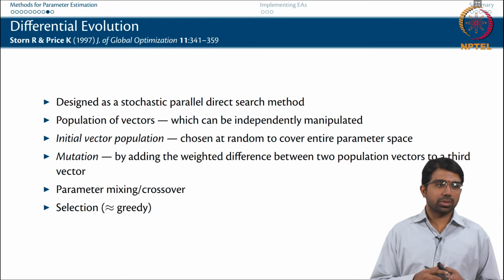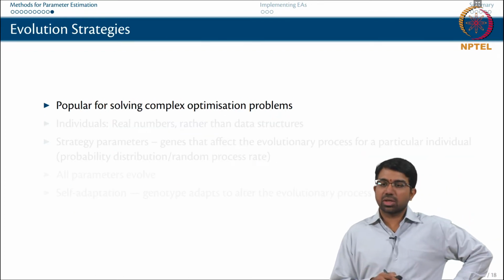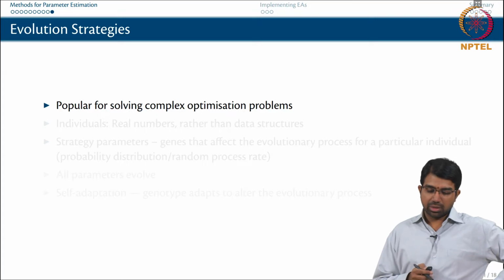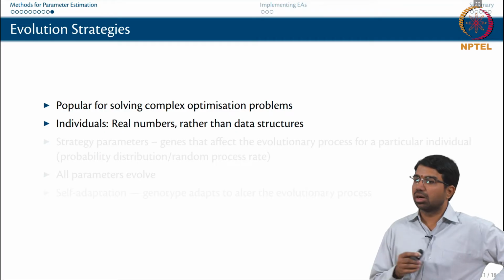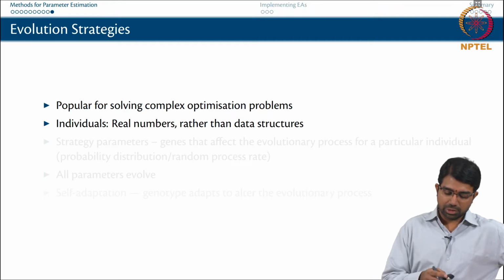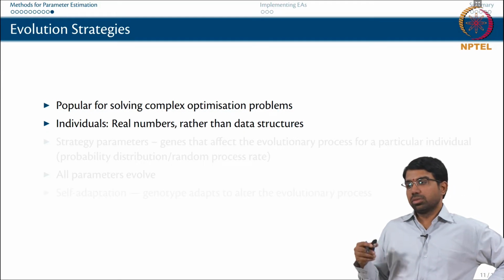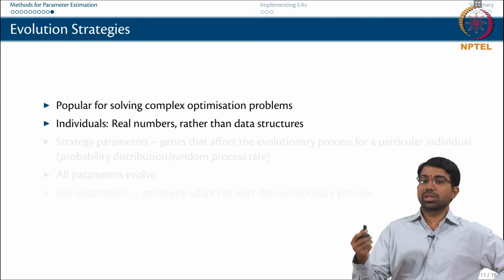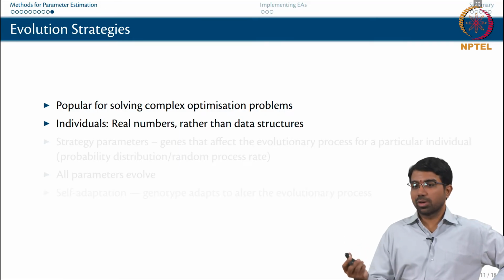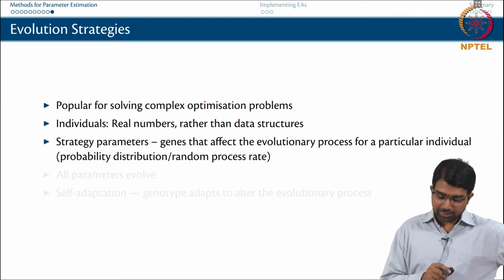There are many variants to it today. Some of them work very efficiently, particularly in case of biological problems. Evolution strategies are also popular for solving these kinds of optimization problems. In general, the major difference between evolution strategies and GAs or DE, differential evolution, is that real numbers are used instead of other data structures, right. See, a bit vector is actually a sort of a data structure in some sense, right. It represents something, it could even represent a circuit for all you know, an electrical circuit as we discussed earlier. And the interesting part is there are strategy parameters.